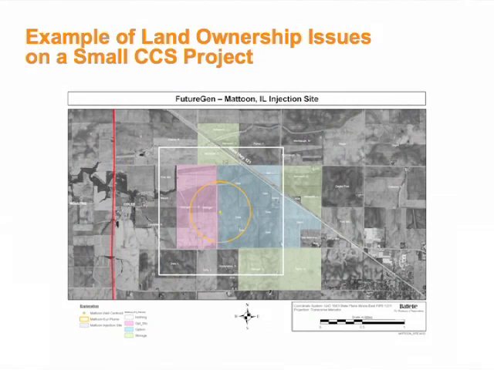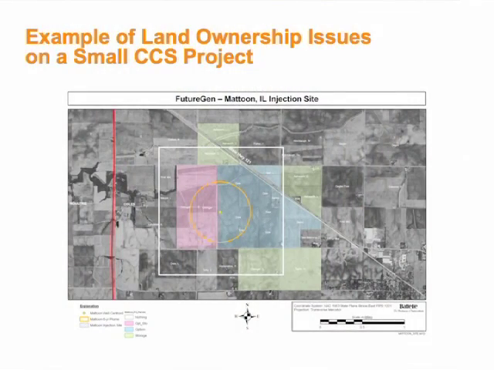In terms of land ownership issues, here's an example from a project we've been working on for a number of years called FutureGen. This is back in Illinois, a small coal plant with CCS attached. Here the injection well is located right there, and this is the calculated subsurface bubble for the CO2. So this is a good situation where we've got 2 private landowners with whom we've got to negotiate subsurface storage rights to put the CO2 in the ground.